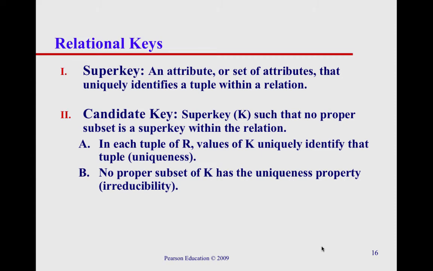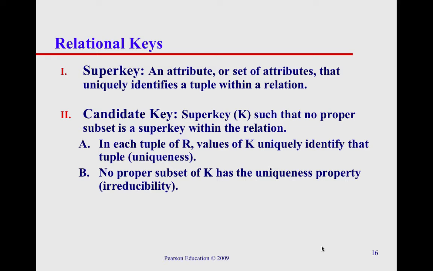So we move into keys. Keys are unique identifiers. They uniquely identify a tuple in a relation. And there are a number of different terms we give to keys. So first of all, a superkey is any attribute or set of attributes that uniquely identifies a tuple within a relation.